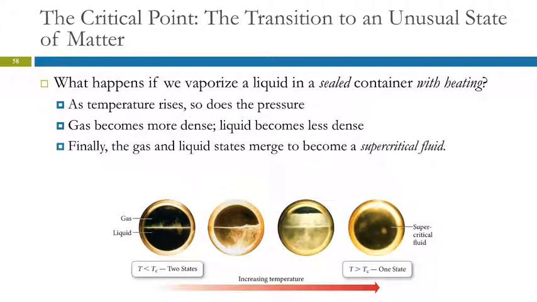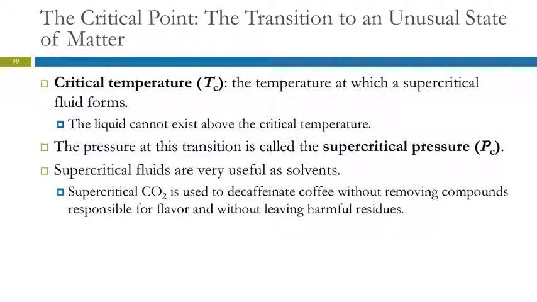That only occurs at a high temperature and high pressure. So it's called the critical temperature. Above that critical temperature, you can't have a liquid. The critical temperature is above the boiling point of the substance. The pressure at that point is called the supercritical pressure. Supercritical fluids are very useful solvents.